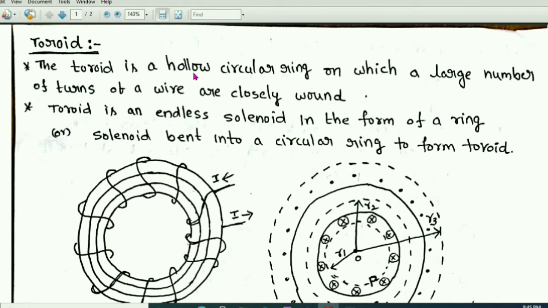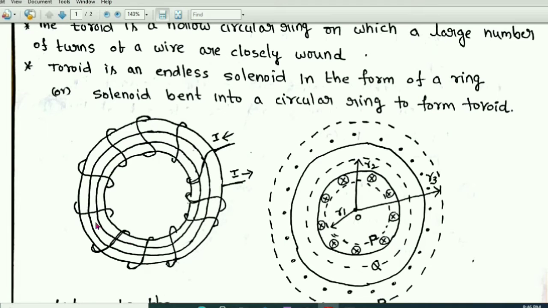The toroid is a hollow circular ring on which a large number of turns of wire are closely wound. Generally, the toroid is an endless solenoid in the form of a ring. That means the solenoid is bent into a circular ring to form a toroid. A solenoid which is bent in a circular shape gives the toroid.